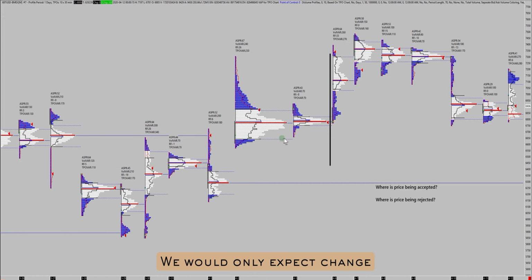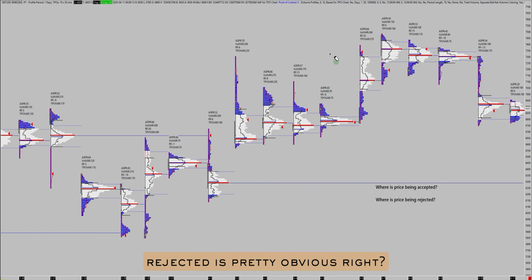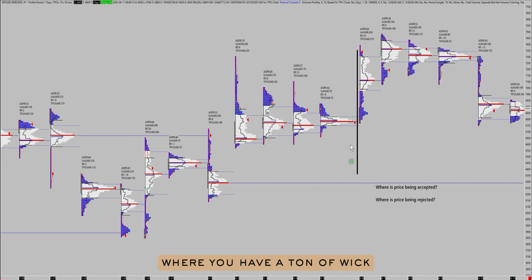We would only expect change to occur in areas where we were previously not accepted, so previously where we did not spend much time. So where price is being accepted, it's where volume is, it's where participation is, it's where we are most present. Where price is being rejected is pretty obvious, right? If you're looking at a candlestick chart, it's where you have a ton of wick, where you have a large shadow or a large wick.